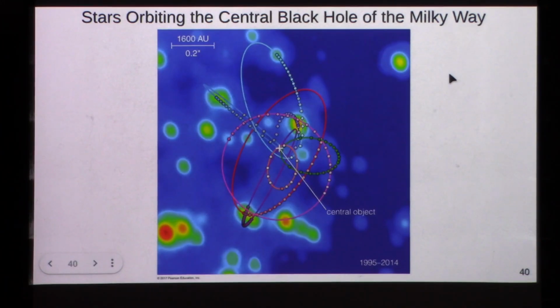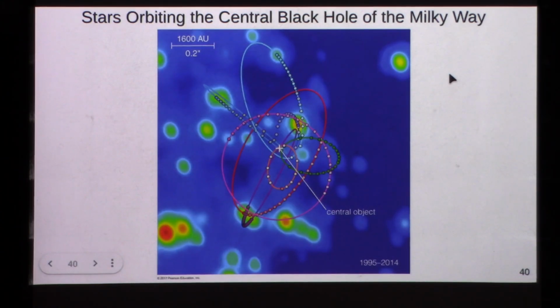And here is actual orbits plotted between 1995 and 2014. Each dot is an observation of a star, and they were able to show that, essentially, Kepler's laws imply a mass of almost 4 million solar masses in some little region at the center, and it's hard to understand what else it could be but a supermassive black hole.